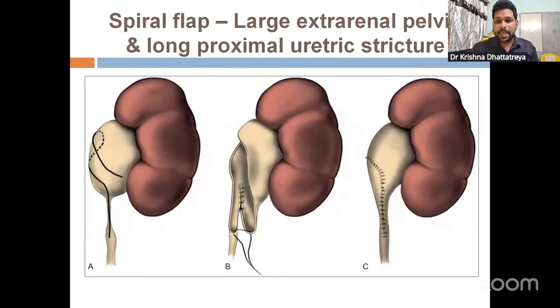And if there is a very large extrarenal pelvis and a long proximal ureteric stricture, then you can perform the spiral flap technique, where you will raise the flap in a spiral way, and you will bring that flap down like a door. See, you will open the flap like a door, and you will suture the posterior margin first, followed by the anterior margin. So this is for the large extrarenal pelvis with long proximal ureteric stricture.